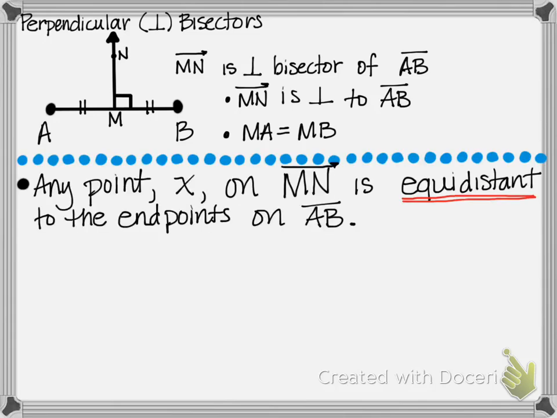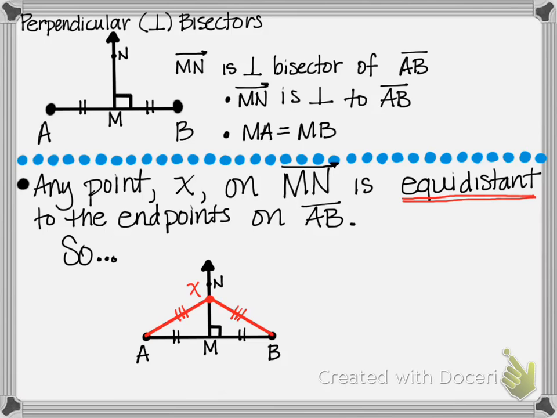Now, since we know we have a perpendicular bisector, we can pick any point on that perpendicular bisector, this ray MN, and we will find that that point X will be equidistant to the endpoints A and B. So if we look at that as a picture, we've got this segment and its perpendicular bisector. We pick a random place to put our point X, and we can compare the distance from A to X and the distance from B to X, and we will find it's the same.